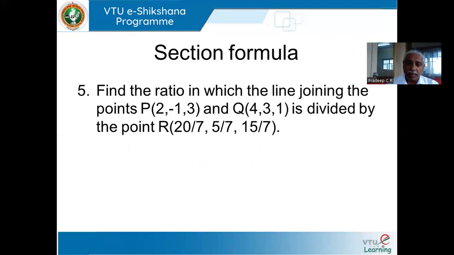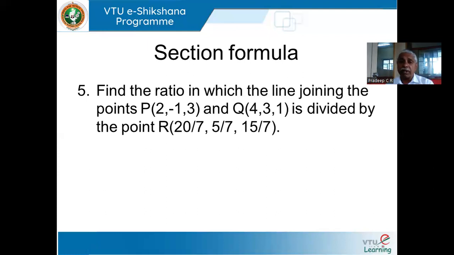In this problem, remember, find the ratio in which the line joining points P and Q is divided by some point. So I'm giving you three points: P, Q and R, which is on PQ. I want you to tell me what is the ratio in which R is dividing PQ. So let it divide in the ratio M is to N, which is the same as S is to 1, where S is equal to M by N.